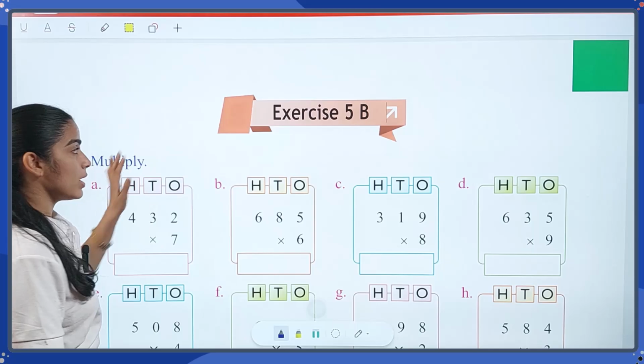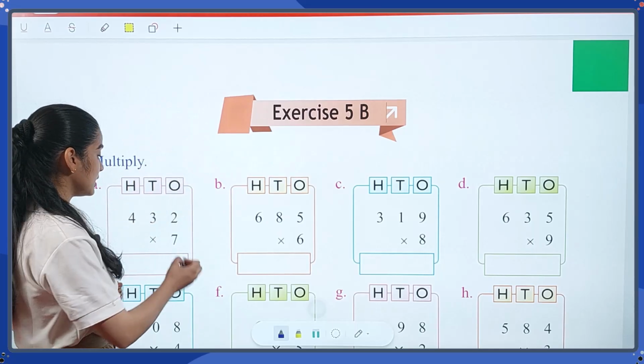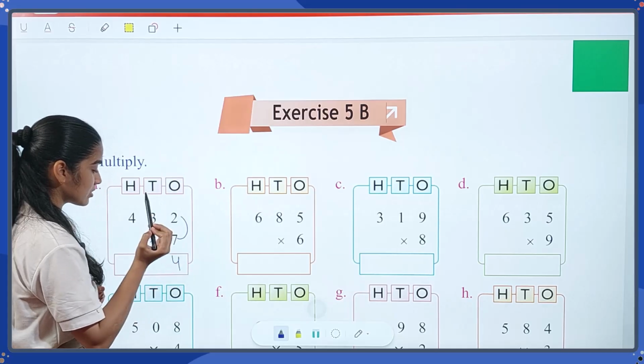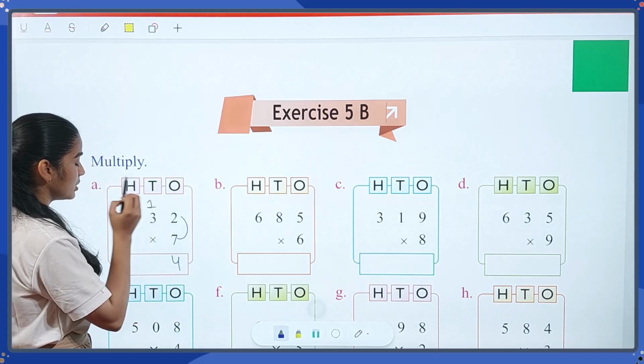Now we move forward to our exercise 5p. Let's start it. 7 twos are 14. So what do we have to write here? Only 4, the last digit. 1 should be passed to the other number.